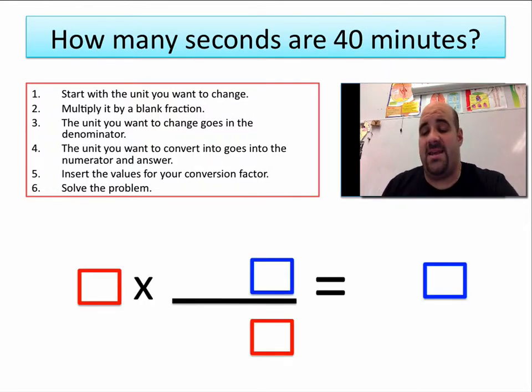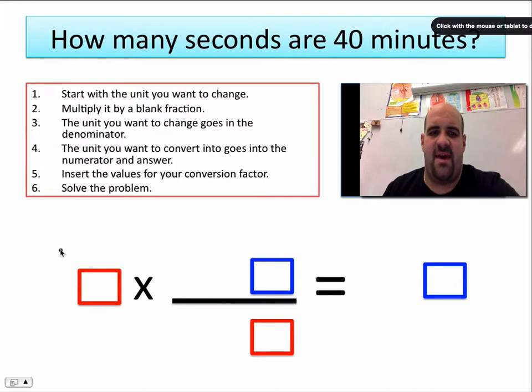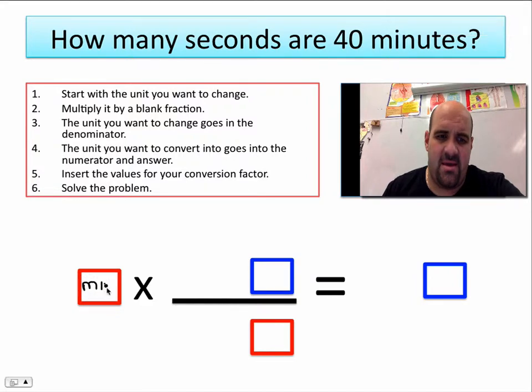And again, I put in this blank setup for you. Sorry about that. And I'm going to basically solve this. And you want to get in the habit of doing this. Start with the unit I want to change. Well, I have minutes, right? That's the unit I want to change. I have 40 minutes. That unit also has to go down here.